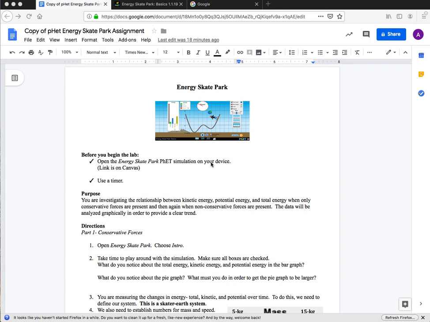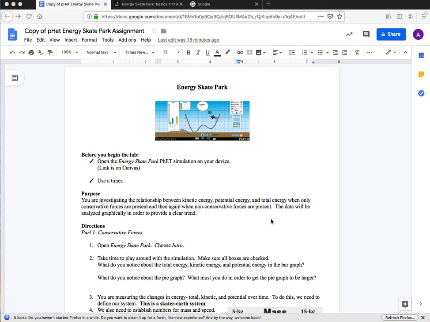Today I'm going to be going over how to complete the Energy Skate Park PhET simulation for Miss Nagel's physical science class. This assignment should be linked on Canvas, and right beneath the link for this assignment is a link for the actual simulation itself. You will need a timer for this assignment.